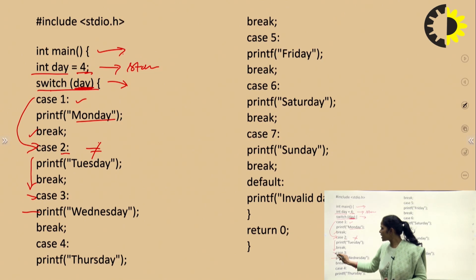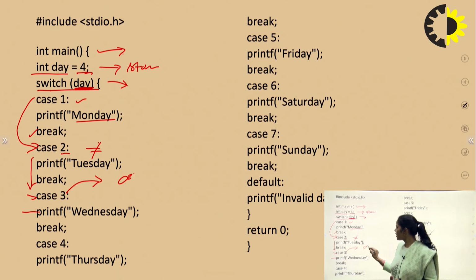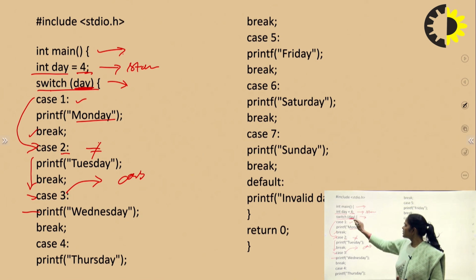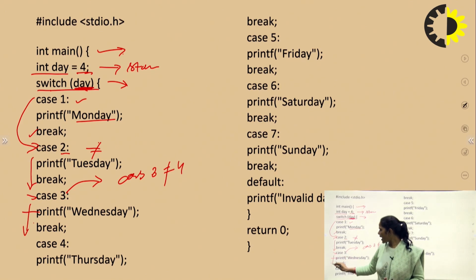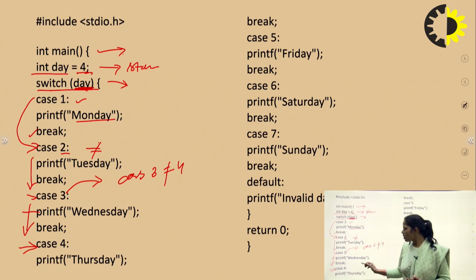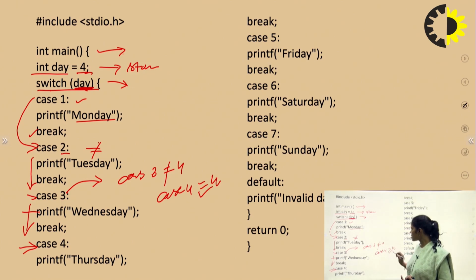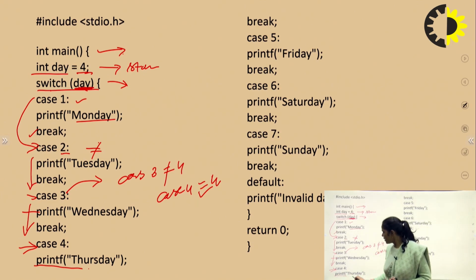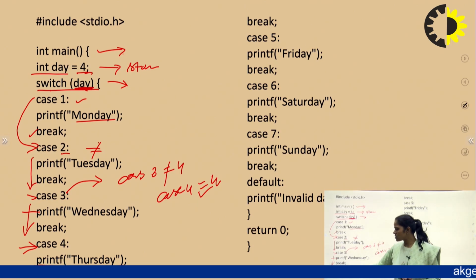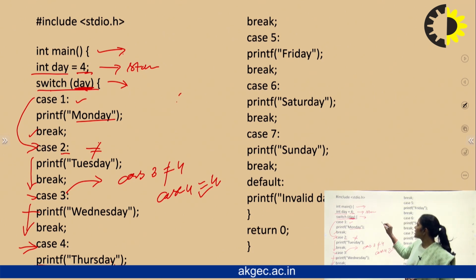So we will skip and go to the next case. What is the next case? Case 3. Now case 3 is compared against the input, the expression. Is 3 equal to 4? No. So we will skip and go to the next case, right? So here we have case 4. Case 4 is equal to 4. The condition is true, so we will execute the statement against this particular case. What will the program print here? Thursday, right? So the output of this program is Thursday.